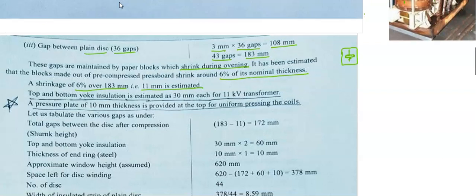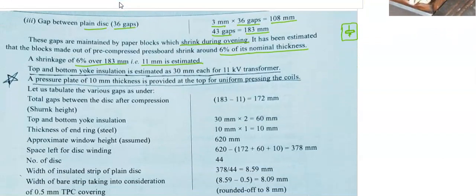Also, the top and bottom yoke insulation is estimated as 30 mm each for an 11 kV transformer. Top and bottom yoke insulation is also there, that is 30 mm we are putting at the top and bottom yoke. And a pressure plate of 10 mm thickness is provided at the top for uniform pressing of the coil. To get uniform pressing at the top, we place a 10 mm pressure plate.